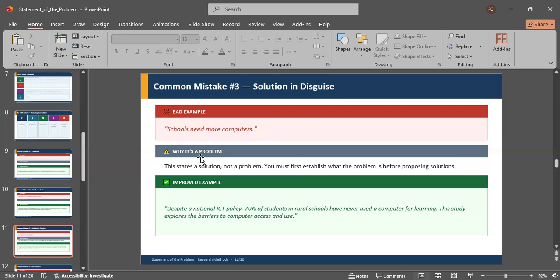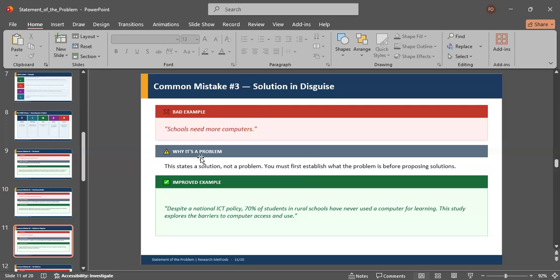School needs more computers. We know schools need more computers, but why? What is the data to prove that they need more computers? What is the reason you feel they need more computers? What part of your area of research? Don't even call it the country, because you cannot do research on the whole country. What part of the area of your study needs computers? This one is more specific now, saying that 70% of students in rural areas have not used a computer for learning before.